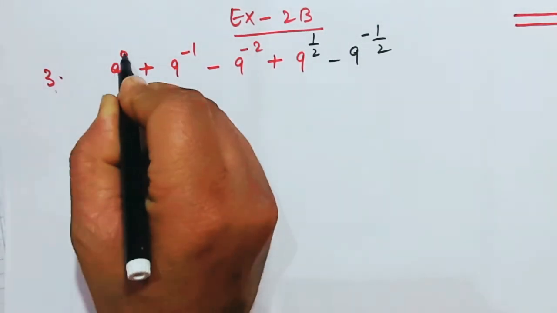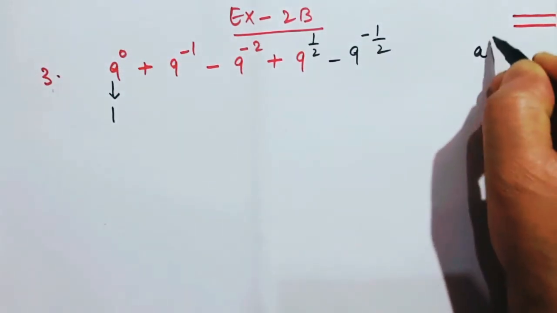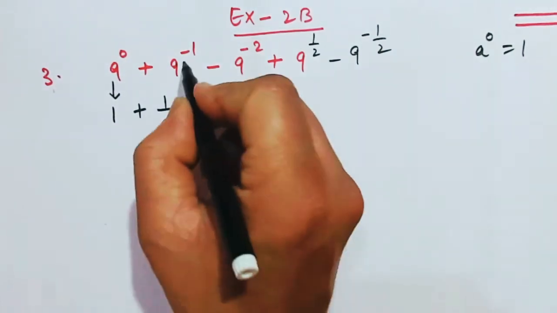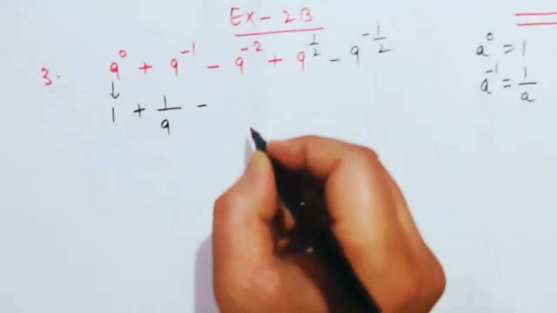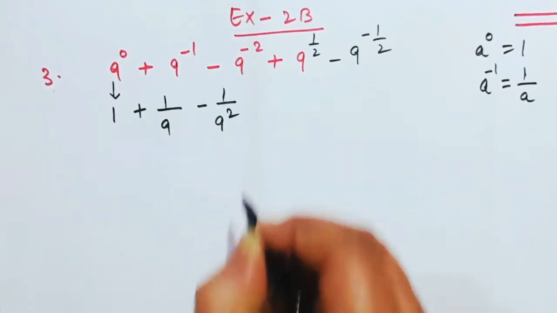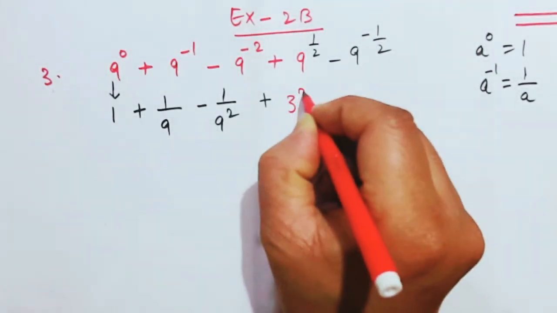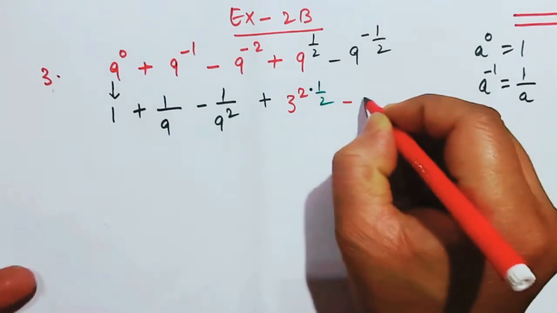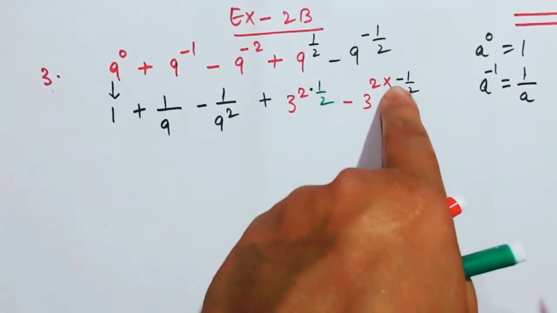Let us see. Here 9 to the power 0 will be equal to 1, because a number raised to the power 0 is equal to 1. Similarly, 9 to the power minus 1 will be 1 by 9, because it has a negative exponent. A to the power minus 1 can be written as 1 by a. Minus 9 to the power minus 2 can be written as 1 by 9 square. Plus, this 9 is not in proper form, so why not write this 9 as 3 square, and then multiply it with 1 by 2. Multiply with the power, so you will get again 3 square multiplied with minus 1 by 2. This minus is with 1 by 2 only.